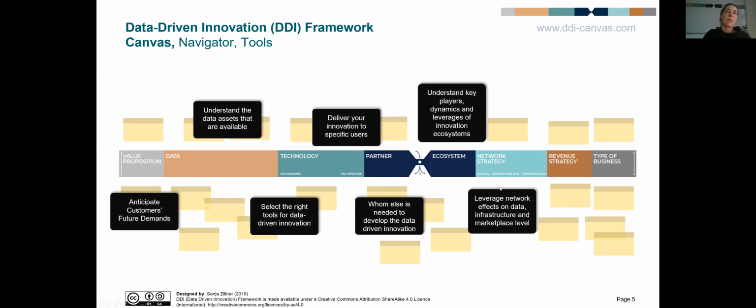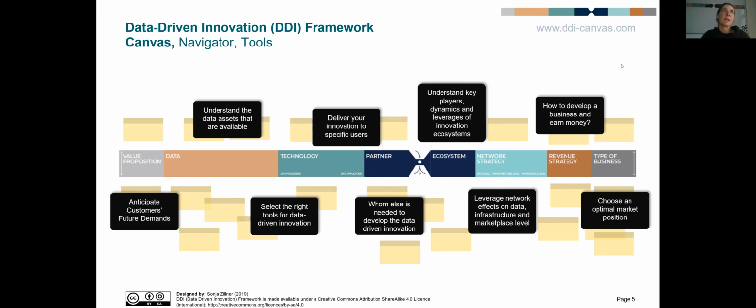We will look at network effects. Different network effects we observe on the data level: the more data, the better the analytics. On the infrastructure level, the more tools, the better the innovation, and on the marketplace level, the more users, the more attractive. So different network effects are relevant. We'll look at how you are going to make money. This is an important question as well. And we look at the type of business: what will be the optimal market position? So these are the different aspects the data-driven innovation framework will guide you through.